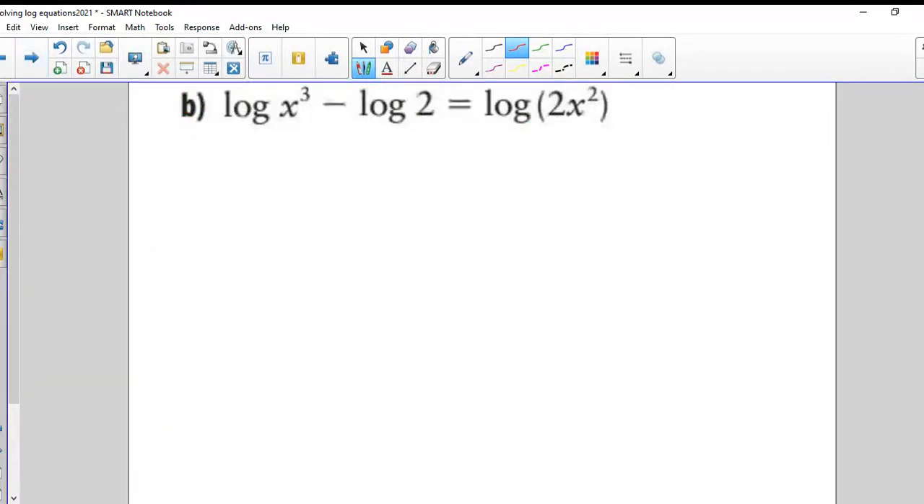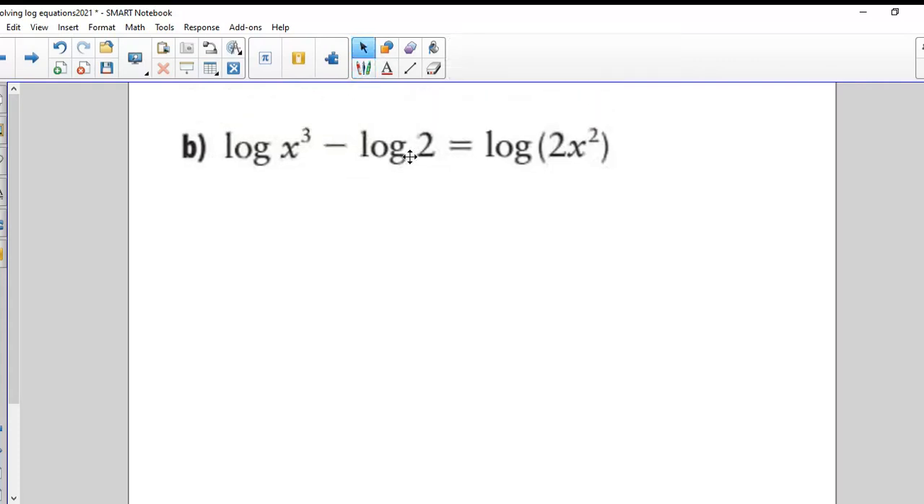How about this one? Let me bring this down some more for you here. The log of x cubed minus log of 2 is equal to the log of 2x squared. Logs all over the place again. Any suggestions as to how I might be able to solve this? Is the product law going to help us out here? Or is there something else that we need to do? Or the quotient law, I might add, because this doesn't look like we can use a product law. This looks like it might be a case of the quotient law, right? So how would this look if I was writing it with the quotient law? The log of x cubed minus the log of 2 is equal to the log of 2x squared.